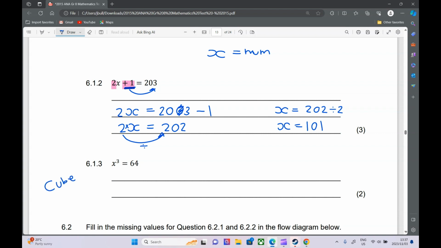Okay, and if we've got a cube like this, if I want to get rid of a cube, I need to cube root. If I wanted to get rid of a square, I need to square root. And so I'm going to say the cube root of this side. If I cube root one side, I have to do the same on the other side. Okay, so in this case, the cube root and the cube cancel, so you're just going to end up with x.